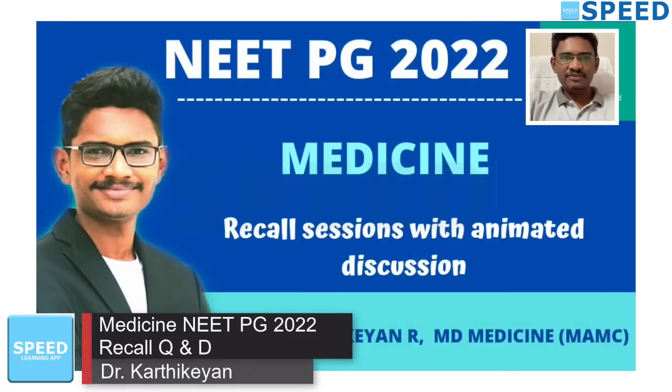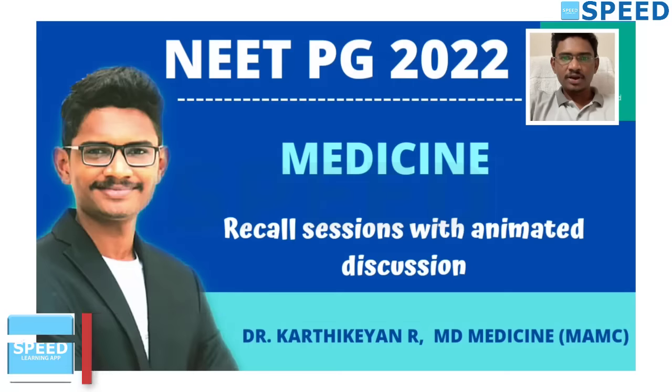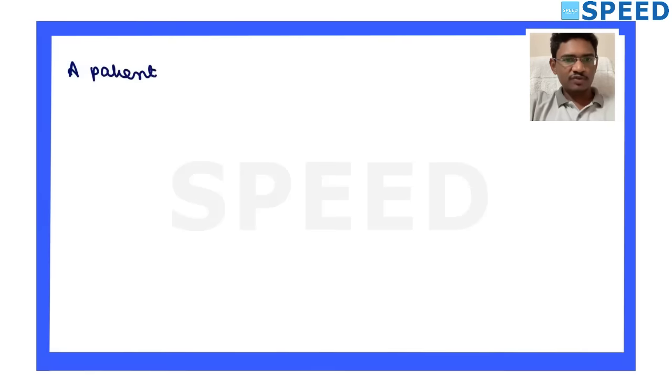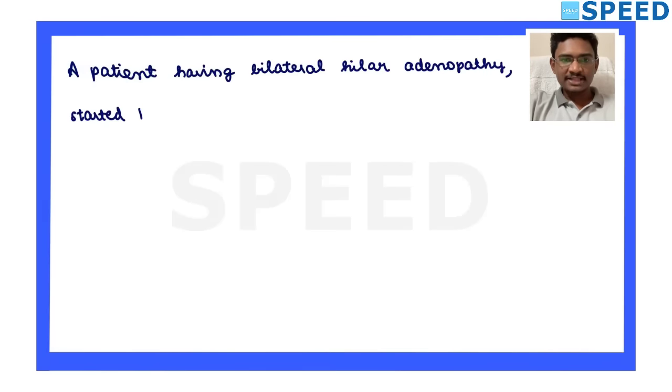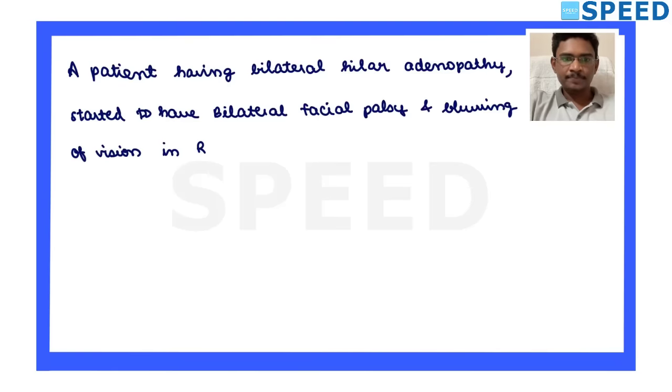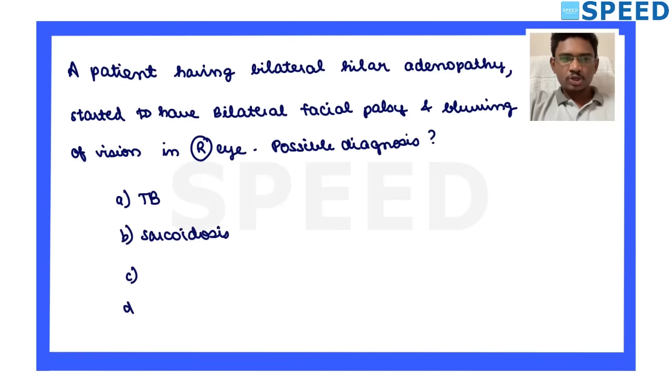So today we will be having a short recall session on medicine questions asked in NEET. First is a patient having bilateral hilar lymphadenopathy with bilateral facial palsy, and he developed blurring of vision in the right eye. So, possible diagnosis? The options were tuberculosis and sarcoidosis.